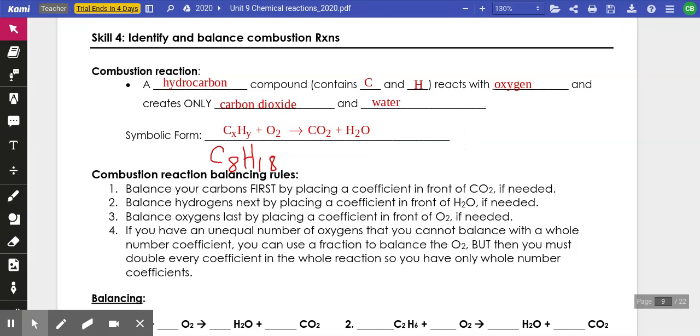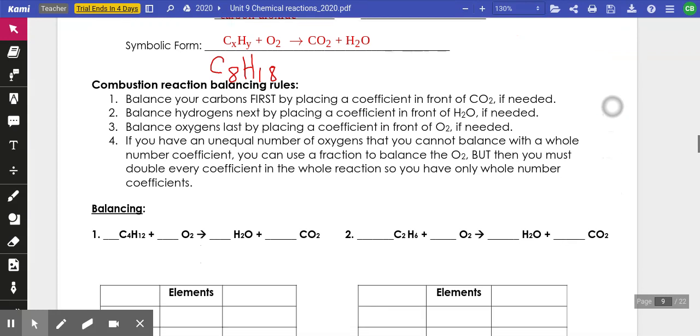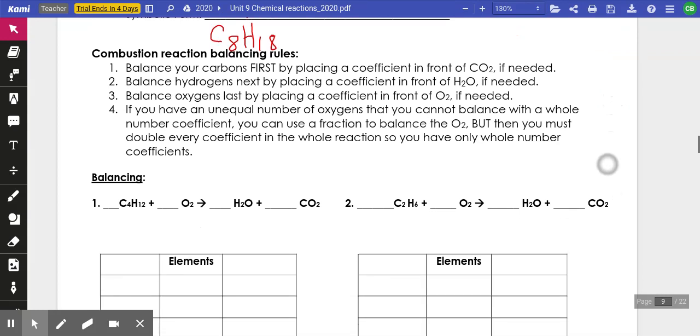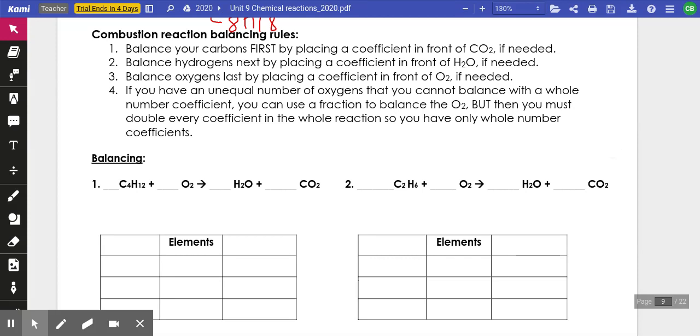So in order to balance a combustion reaction, I have a set of balancing rules for you here, and I'm going to go through them step by step as we do some examples. Let's start with our first example and set up our REP chart. Setting up our chart, we're going to list out what elements I have. I've got carbons, hydrogens, and oxygens, so I'm going to write in carbon, hydrogen, and oxygen.